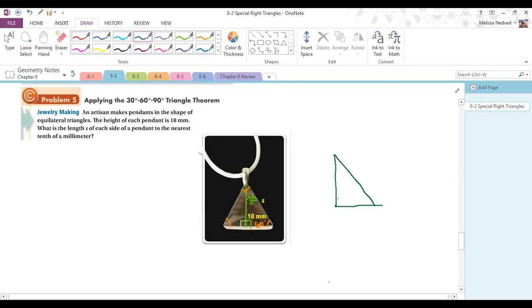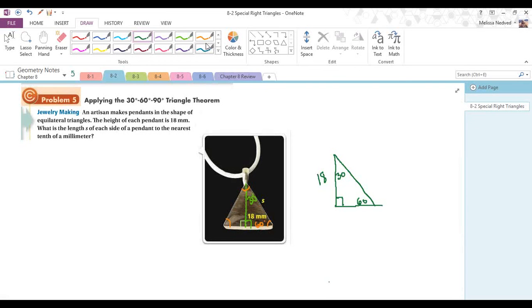Okay, so I just did the right side, got this right angle here, this is my 60-degree angle, this is my 30, and I know one thing in here. I know the length of this left-hand side is 18. That would be like the height of that whole pendant.